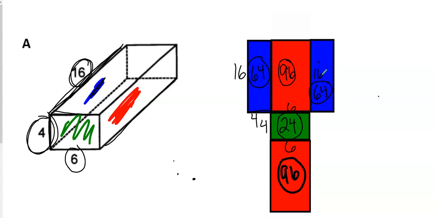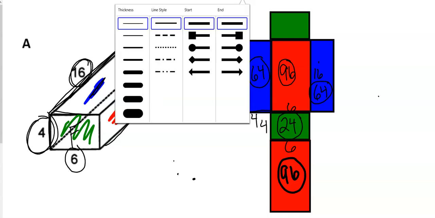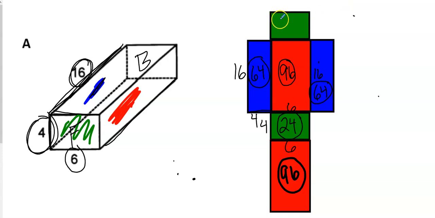Okay, and so now you can see the last one is I have the front of the shape here, and now I'm going to get the back of the shape, and the back of the shape is going to be right here. And if I know the front is 24, I know that the back is also going to be 24. So this is going to be 24 units.